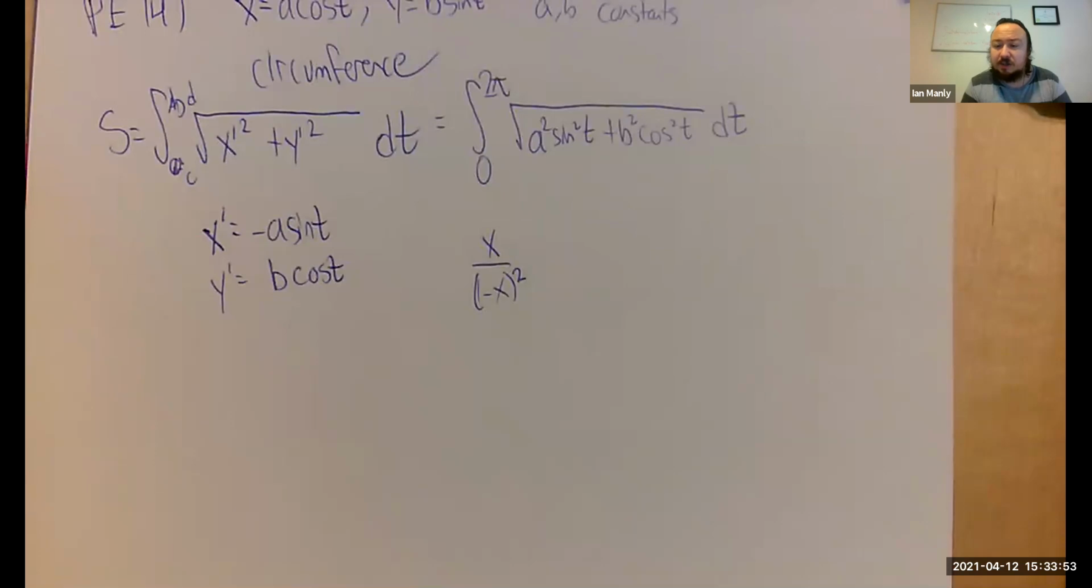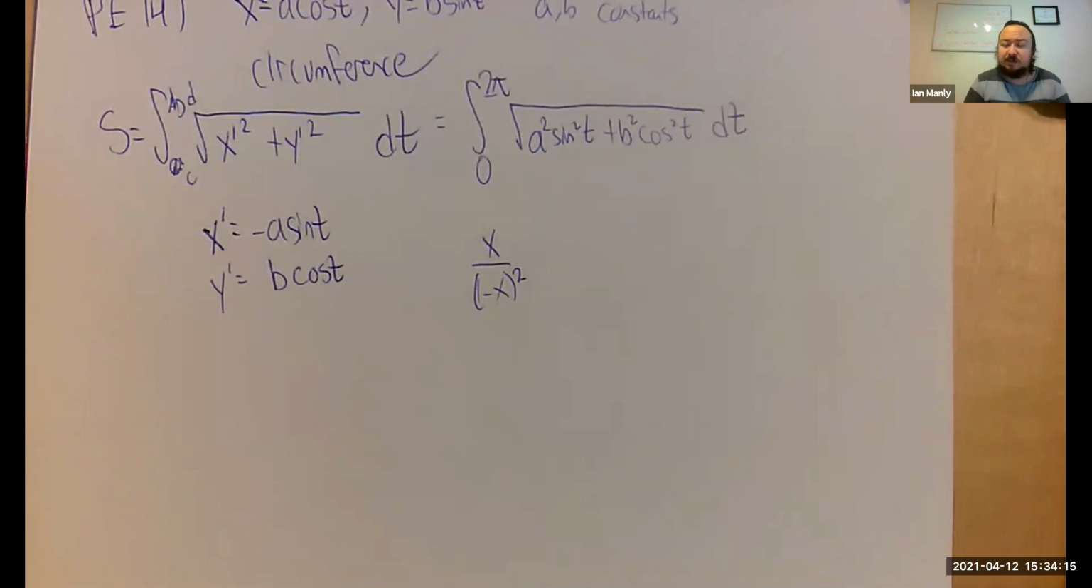Let's see. Oh yeah, we need to know the series for ln of 1 minus x. So you're going to be provided with the series for ln of 1 plus x. All you need to do to get the one for ln of 1 minus x is substitute a negative in for your x, and it'll give you an extra negative 1 at the end. So that's how you would get the one for ln of 1 minus x.